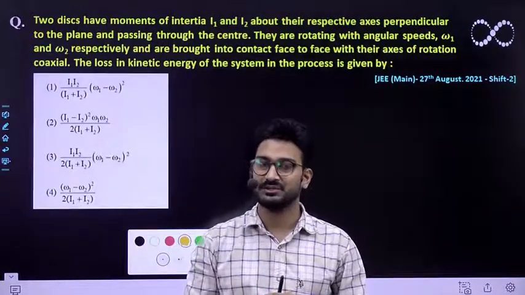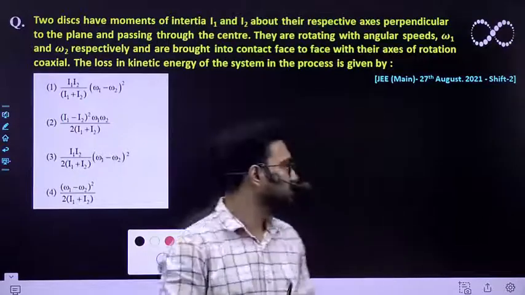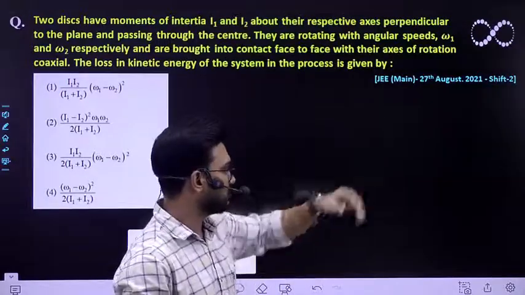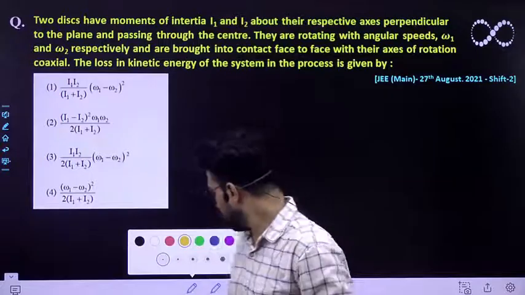Right now I'll be doing one such question that came in your JEE Main examination. This question came on 27th August 2021 in shift 2. So let us see this question first.